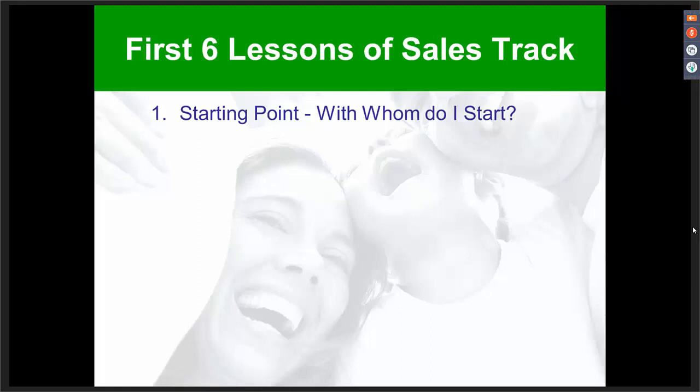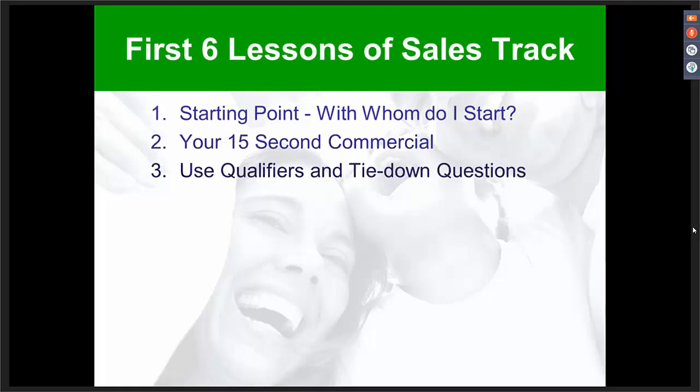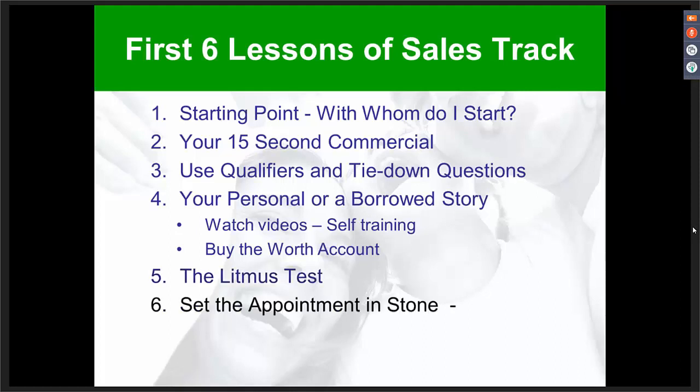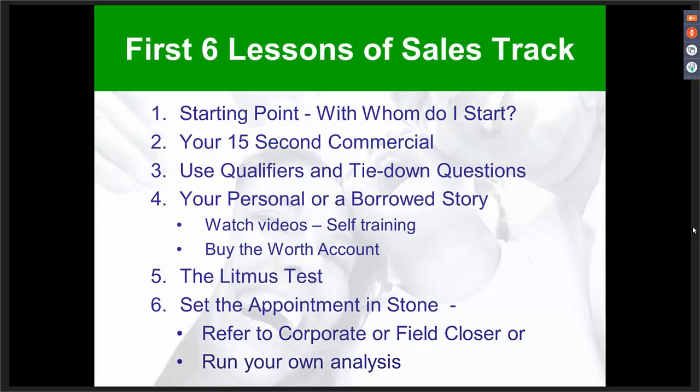So the first six lessons of sales track are a starting point: with whom do I start, your name list, your 15-second commercial, use of your qualifiers and tie downs, your personal or borrowed story. In your personal or borrowed story, a great way to develop that is watch the videos and do self-training, or buy the Worth account and use it yourself. The litmus test is lesson number 5, and setting the appointment in stone, either referring that appointment to a corporate or field closer. If you do that, I would do that in a 3-way call, or setting the appointment in stone, run your own analysis.